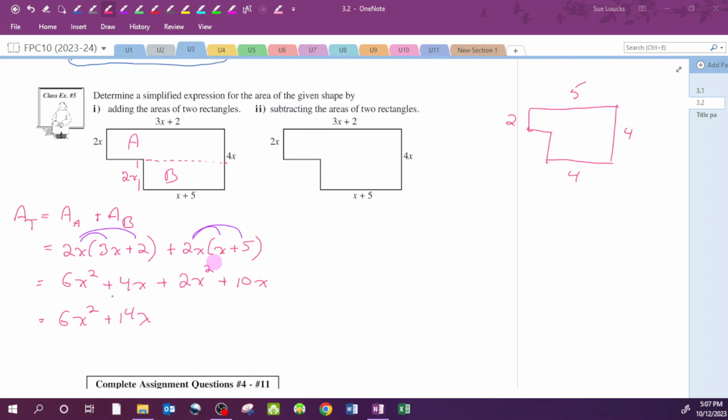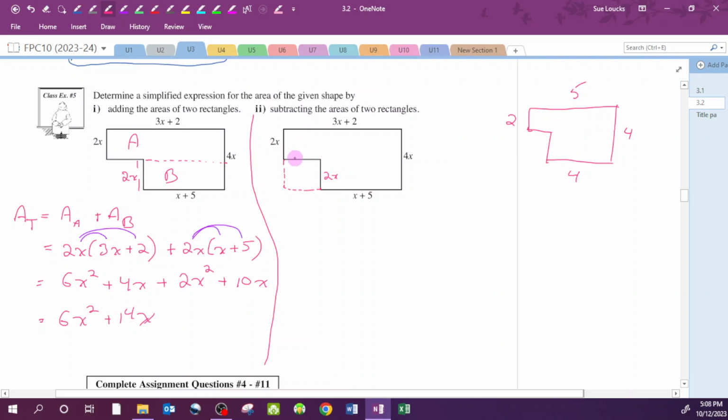Okay? And then it wants me to come over here and subtract the area of two rectangles. So that means that I'm going to make this whole big rectangle, and I'm going to subtract this little piece. So what is the area or the side lengths of this little piece? Well, I already know that this one is 2x.